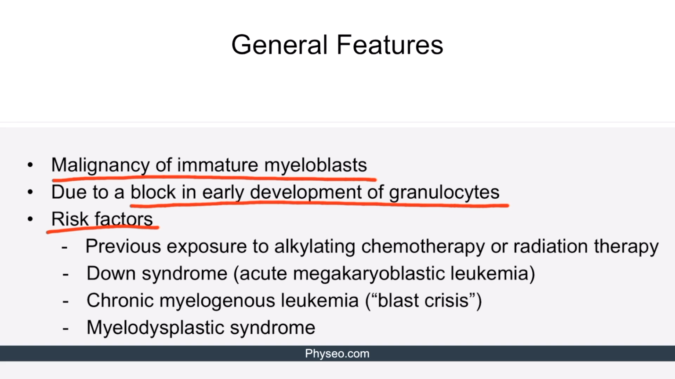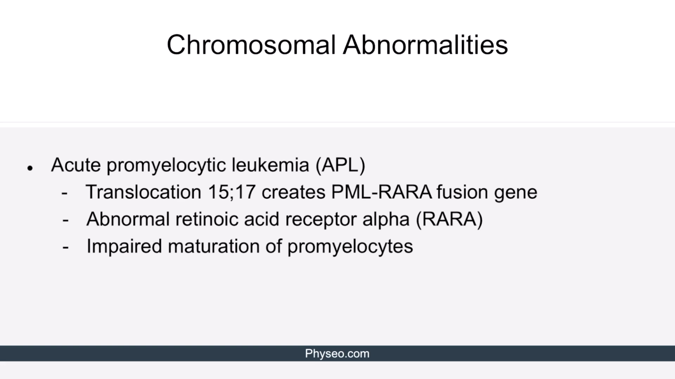Additionally, chronic myelogenous leukemia can transform into acute myelogenous leukemia, and this process is known as a blast crisis. Finally, myelodysplastic syndrome has a significant risk for transforming into AML.